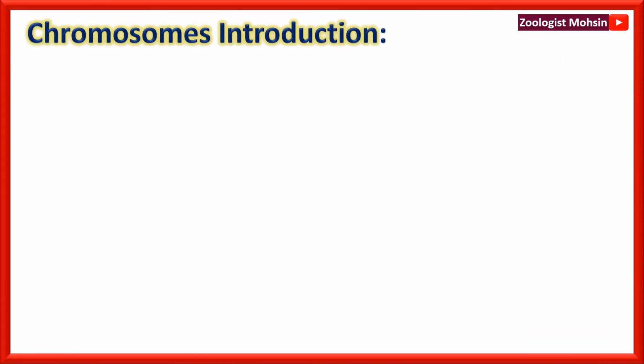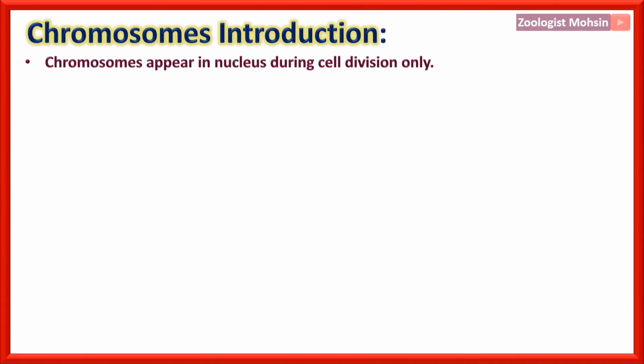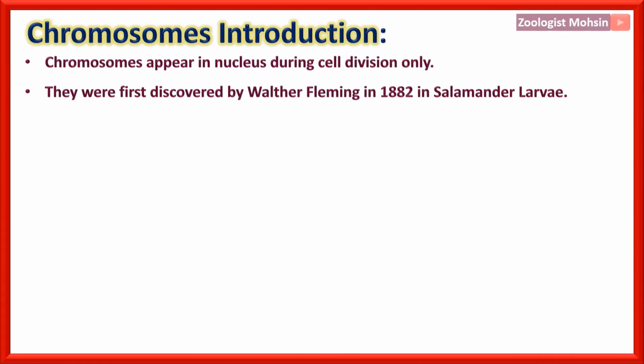Let's start. Chromosomes introduction. Chromosomes appear in the nucleus during cell division only, and all the rest of the time they are in the form of chromatin threads and they are invisible. They were first discovered by Walter Flemming in 1882 in salamander larvae when he was studying that larvae.